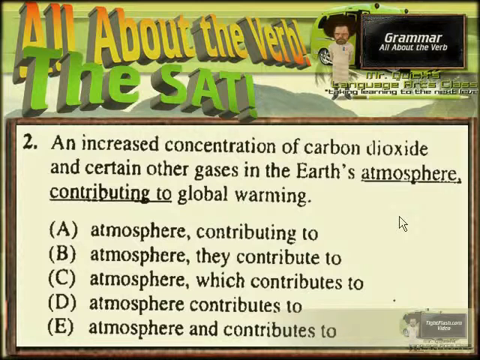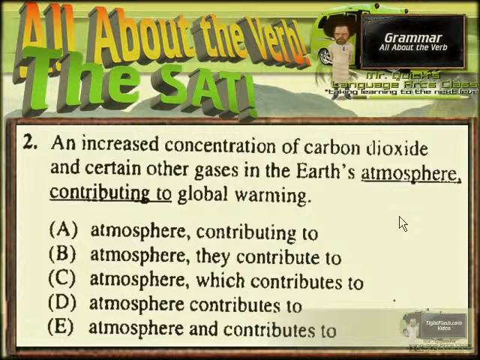Okay, we know A is out, so we get rid of A. We see B with contribute. Oh, all of them have contributes. Okay, so now we have to make some other determinations here. An increased concentration of carbon dioxide and certain other gases in the Earth's atmosphere contributing to global warming. Yes, you're absolutely right. It should just go right directly into contributes. Yes, definitely to contribute.